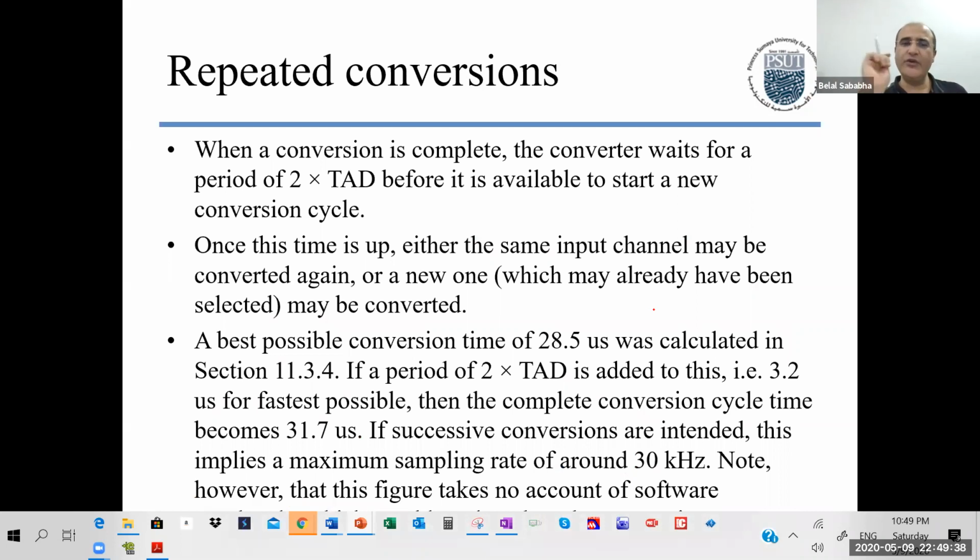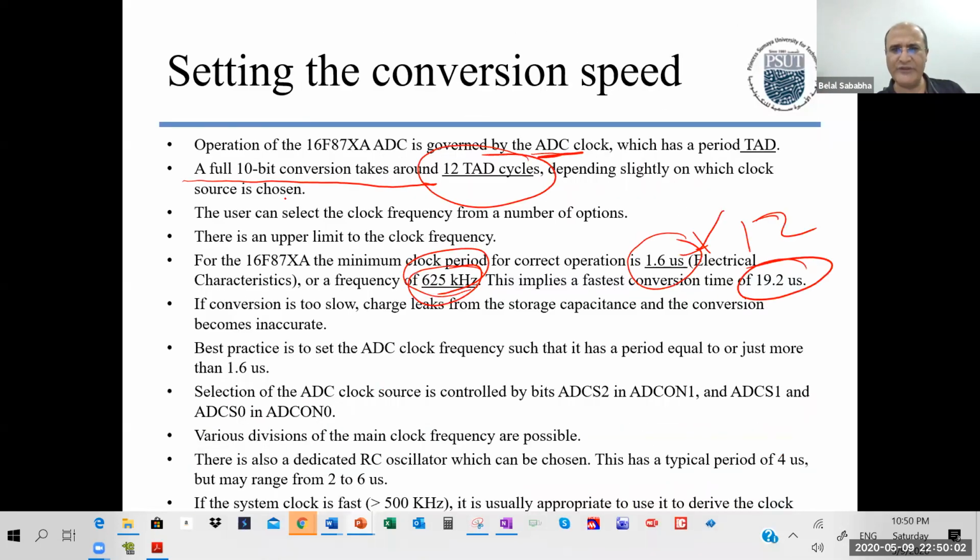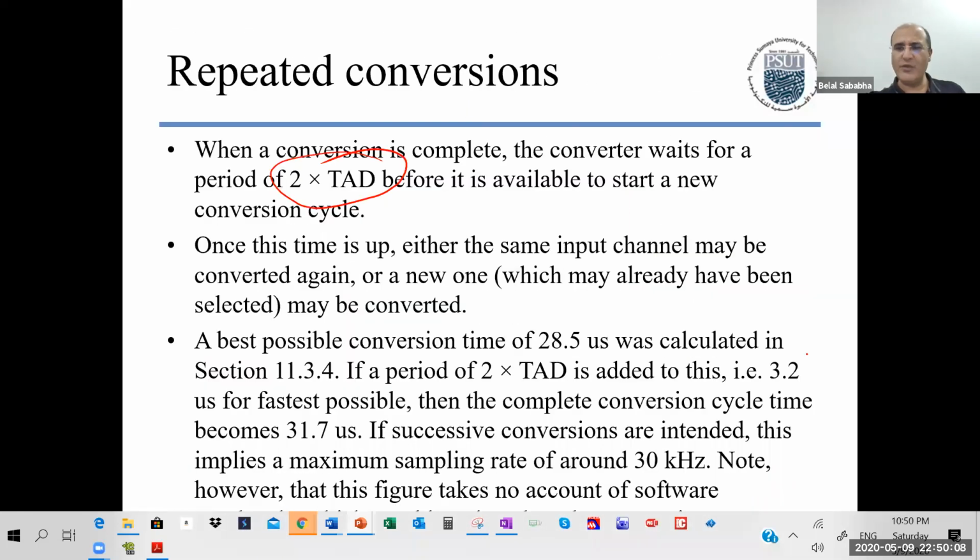Now when you say go, get me a reading from the sensor on port A0, before the next time you can get another reading, you need to wait for 2 time periods of the A to D. Okay, and this was 1.6 microseconds times 2, so 3.2 microseconds. So between one reading and the next is 3.2 microseconds, which is really fast, right? In applications like control, in our applications, really fast.